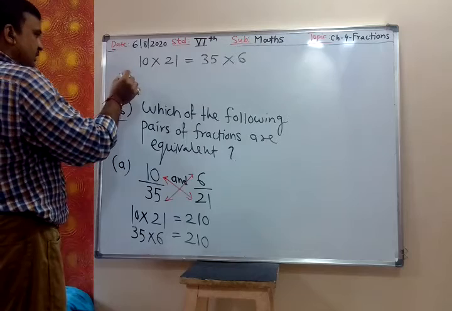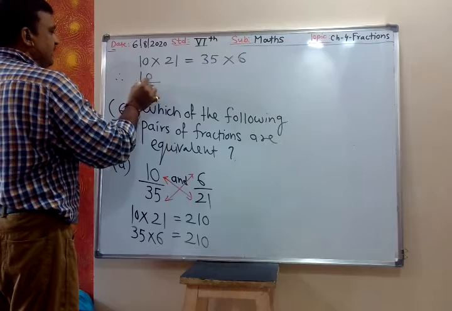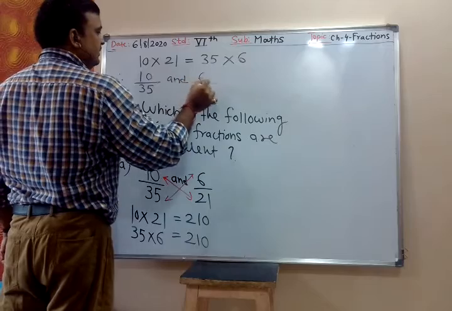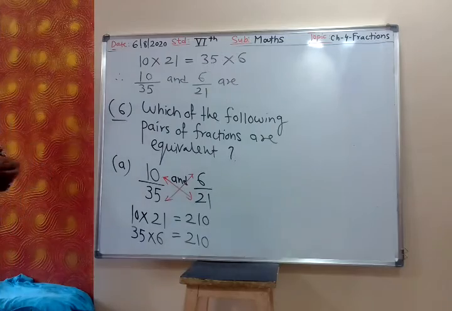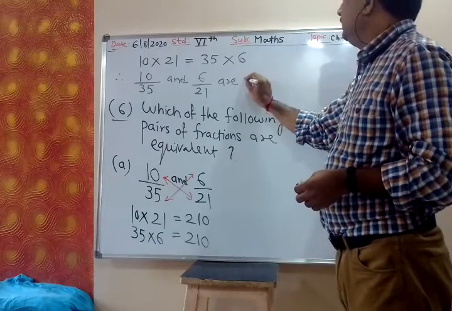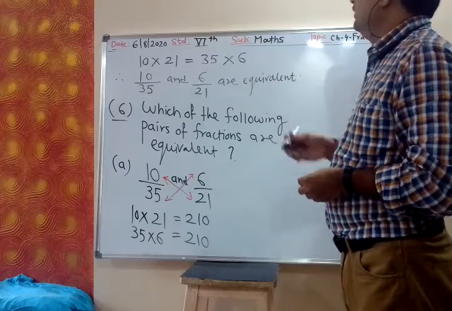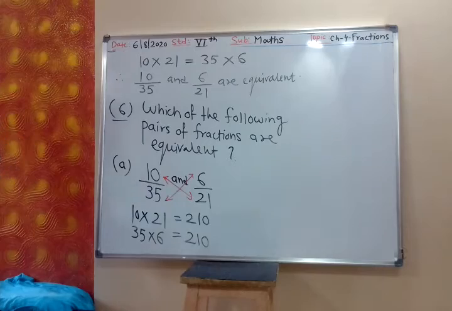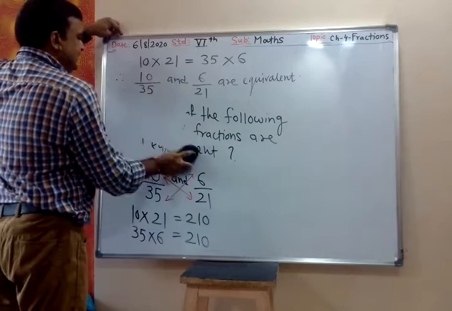And therefore fractions 10 upon 35 and 6 upon 21 are equivalent. You have to cross multiply. If the values are same after cross multiplication, they will be equivalent. If the values are not same after cross multiplication, they will not be equivalent.